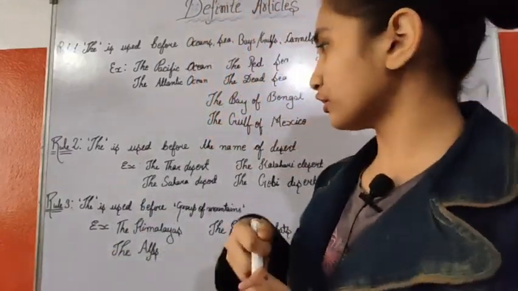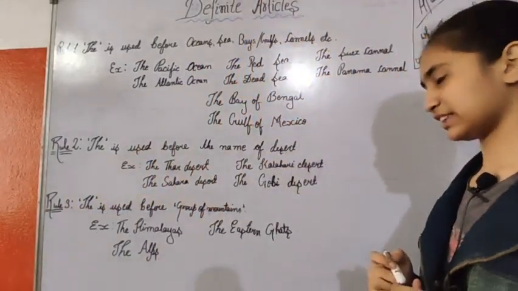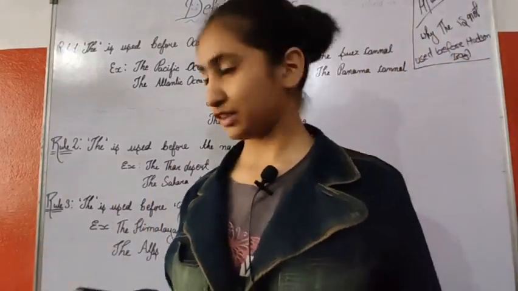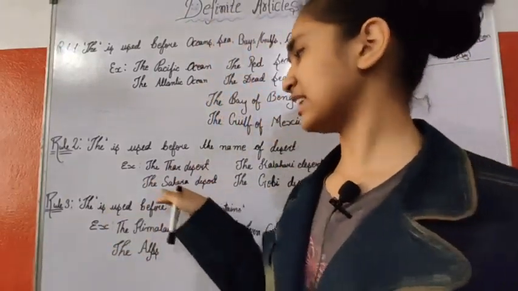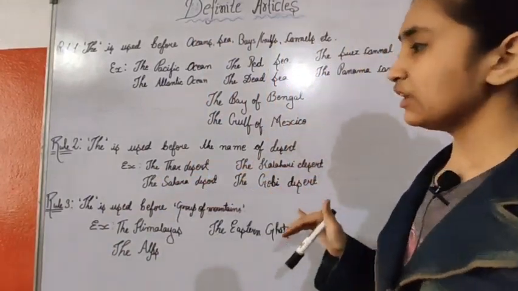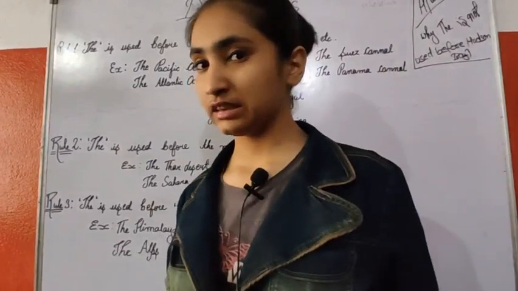Now come to our next rule. "The" is used before the names of deserts. For example, the Thar Desert, the Sahara Desert, the Kalahari Desert, the Gobi Desert.